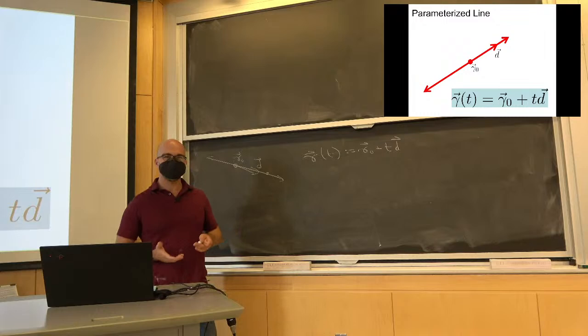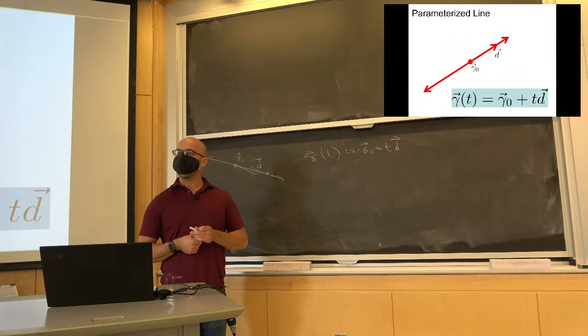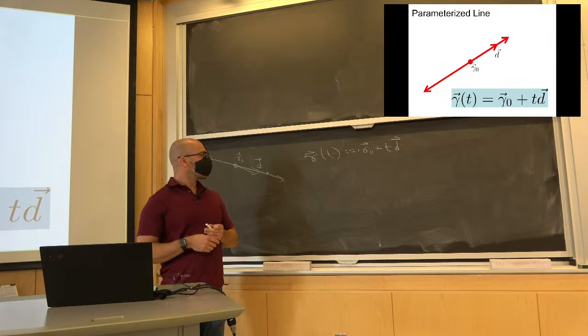Let's do a second exercise. Let's say I want to parameterize a circle. How could I do that? Any ideas? Yes? Why is the gamma not a vector? Why is it a vector? Well, it's really a point.